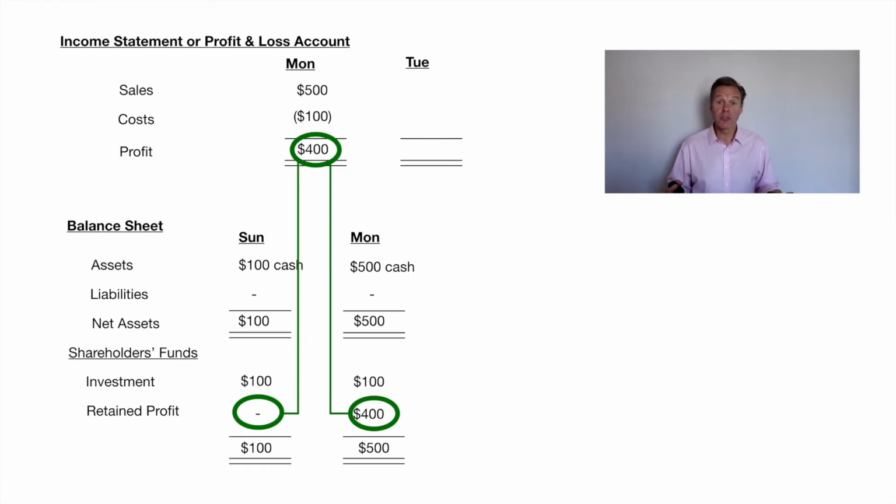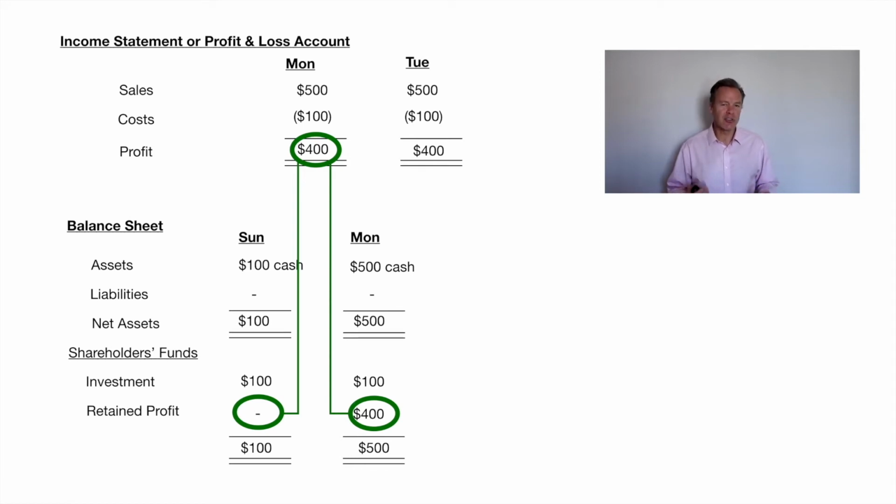Now, who owns the sunglasses? He does. And therefore we can record the transaction in our books. We've sold them for $500. They cost us $100. We've made another profit on the transaction of $400. And at the end of Tuesday, we can now do our balance sheet again.